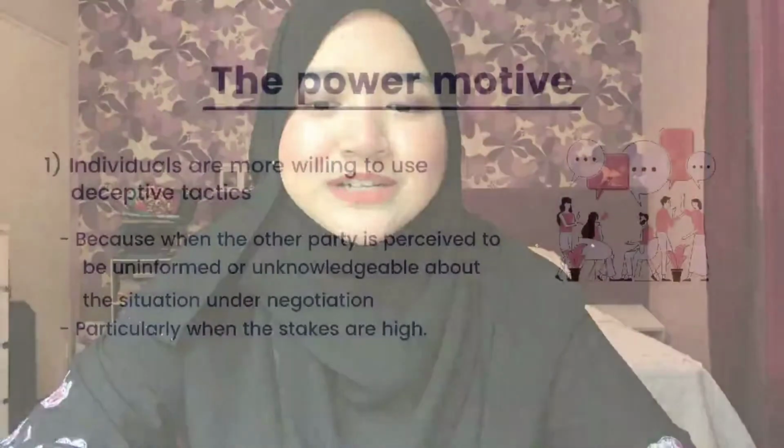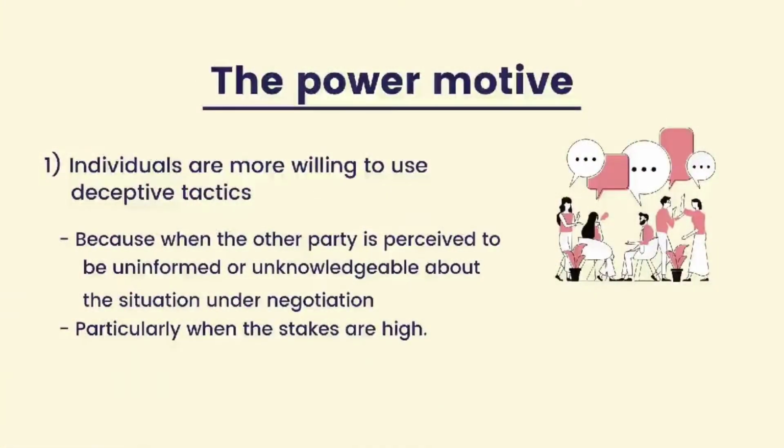Because negotiation is often primarily an exchange of facts, arguments, and logic between two rational information processing entities, whoever has better information or uses it more persuasively stands to win the negotiation. Other than that, individuals are more willing to use deceptive tactics when the other party is perceived to be uninformed or unknowledgeable about the situation under negotiation, particularly when the stakes are high. So people use the power motive to influence the other party and to win the negotiation.